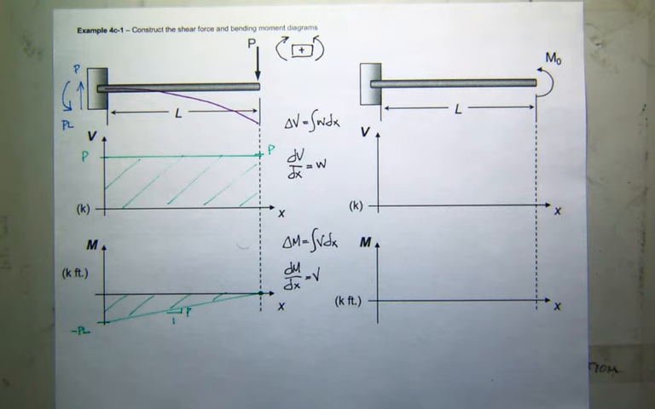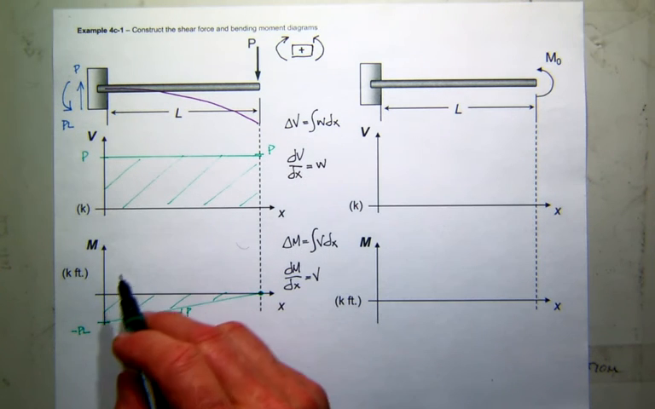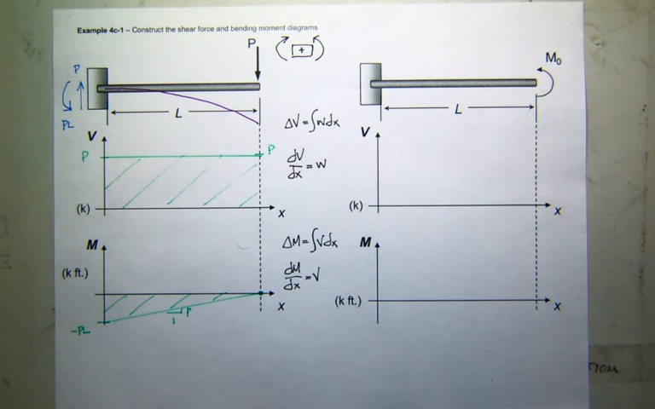So where's the maximum moment in the beam? Fixed connection. What's its value? PL. What's the maximum shear in the beam? P. Where does it occur? Everywhere.